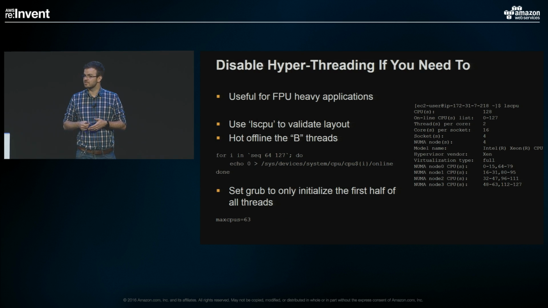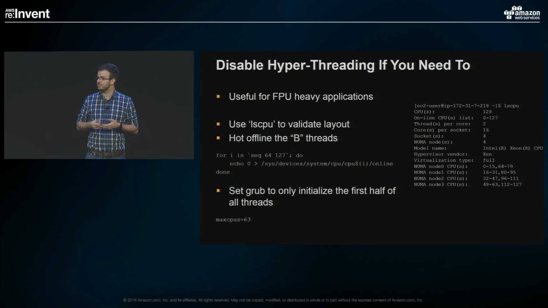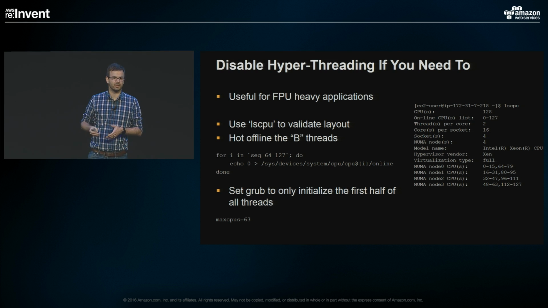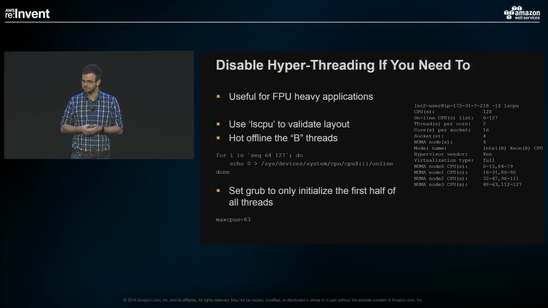Now, there are some applications that actually don't benefit from hyperthreading, where the context switching involved can actually slow down the performance. These are typically compute-heavy applications, things like financial risk calculations and engineering simulations that spend a lot of time working on that processor. These applications, both on-premise and on AWS, usually disable hyperthreading.